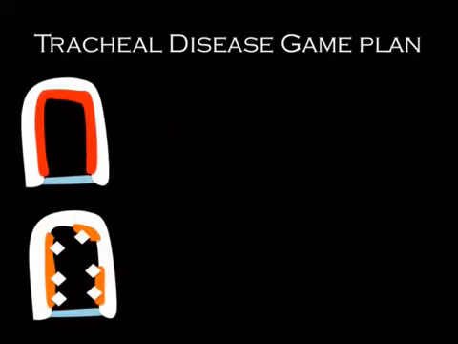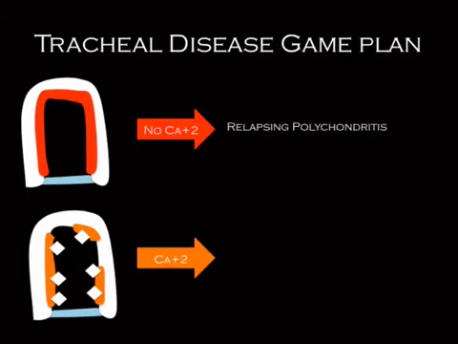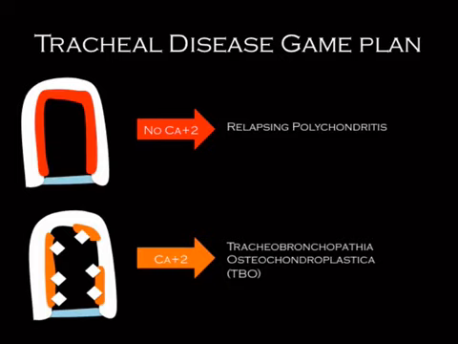So here's a scenario where both entities are sparing the posterior membrane. One of them has calcified nodules and one doesn't. So the one that doesn't is relapsing polychondritis, and the one that does is TBO. And the way I remember that is TBO just sounds bulkier to me, and therefore it's got these bulky, sort of pointy, scary-looking nodules.